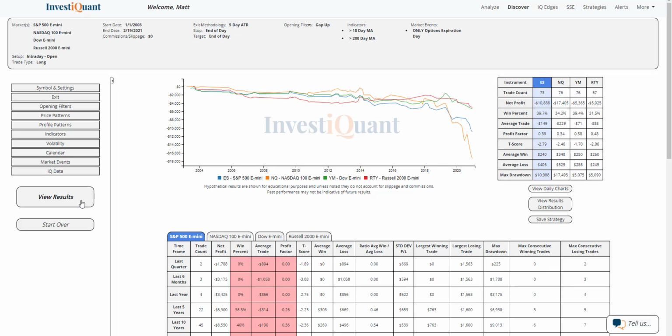If you take a look at the average win to average loss, the average win is smaller than the average loss for the ES and the NASDAQ. The Dow, the average win is a little bit smaller than the average loss, but that is not the case for the Russell. It is closer to the same size on the average win and average loss. So kind of looking at it as a whole, it is a little bit of a weak day here.